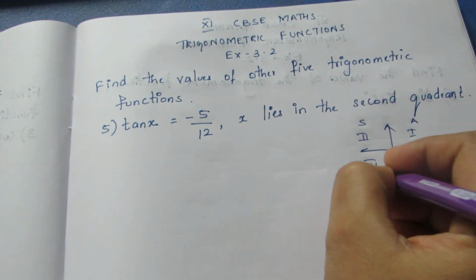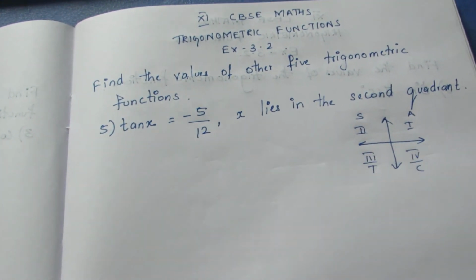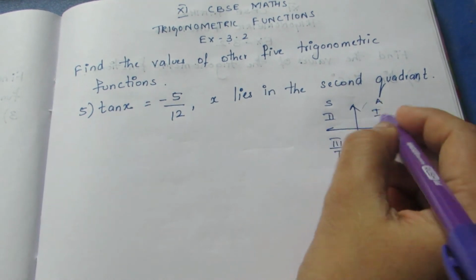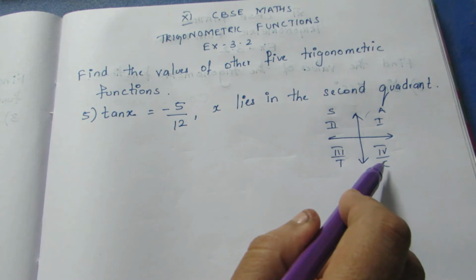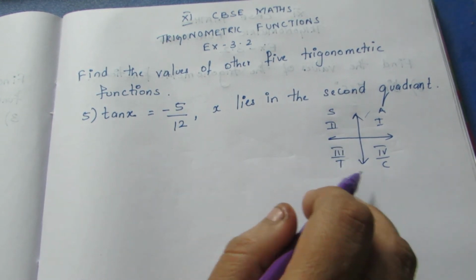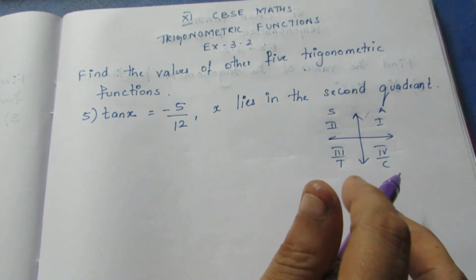All silver teacups. I asked you to remember this, all silver teacups. Here everything will be positive. Here sine will be positive. Here tan will be positive. Here cos will be positive. The reciprocals will also be positive in this case.